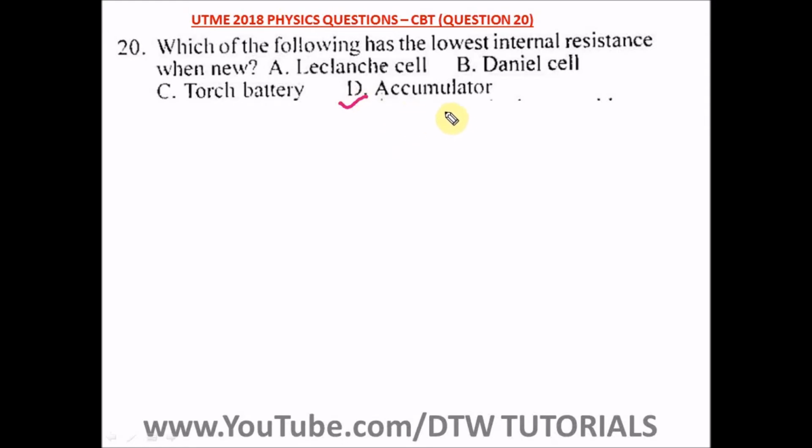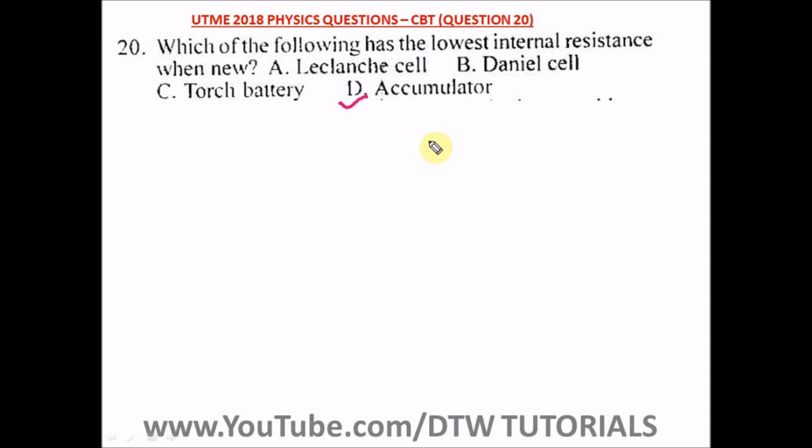Accumulators are secondary cells. The Leclanché cell, Daniel cell and the torch battery are primary cells, while your accumulator or your lead acid cells are secondary cells. Secondary cells offer the lowest internal resistance.